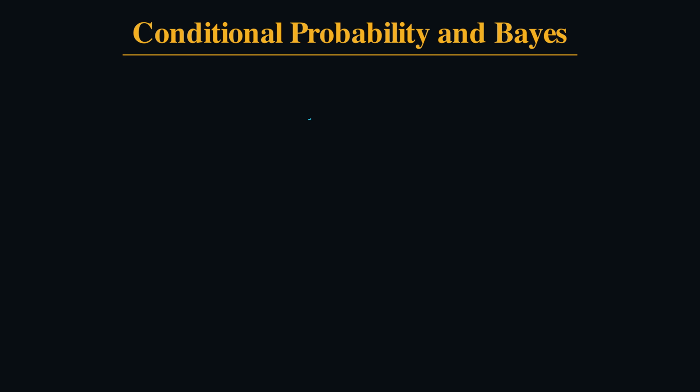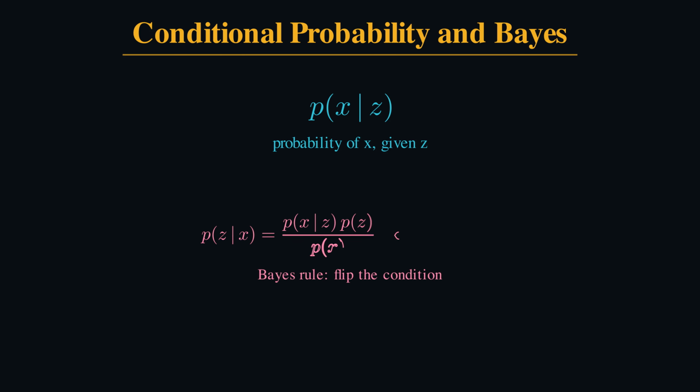The vertical bar is one of the most powerful symbols in all of probability. P of x given z. The probability of x if we already know z. Bayes' rule lets us flip that condition. If we know P of x given z, we can compute P of z given x. The proportional symbol means we can ignore the normalizing constant. This is the engine of every generative model.